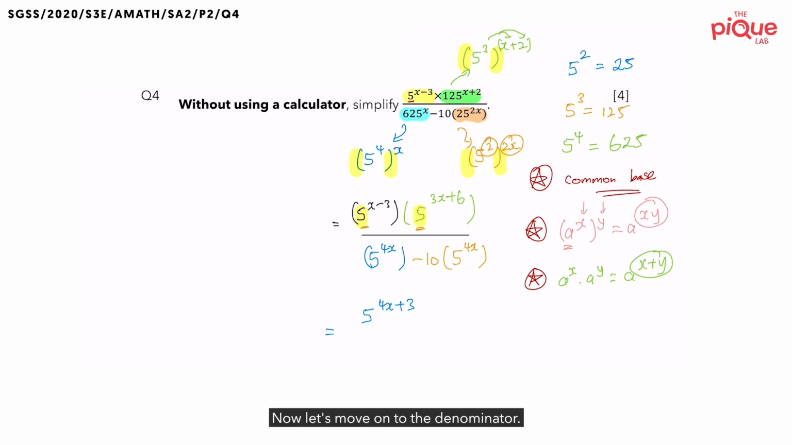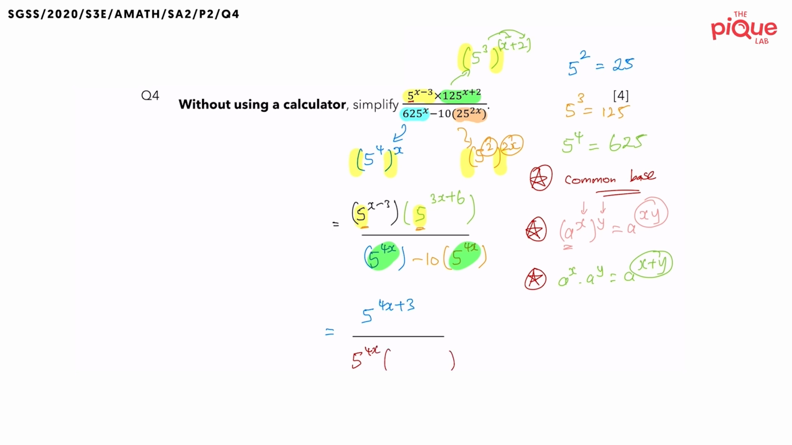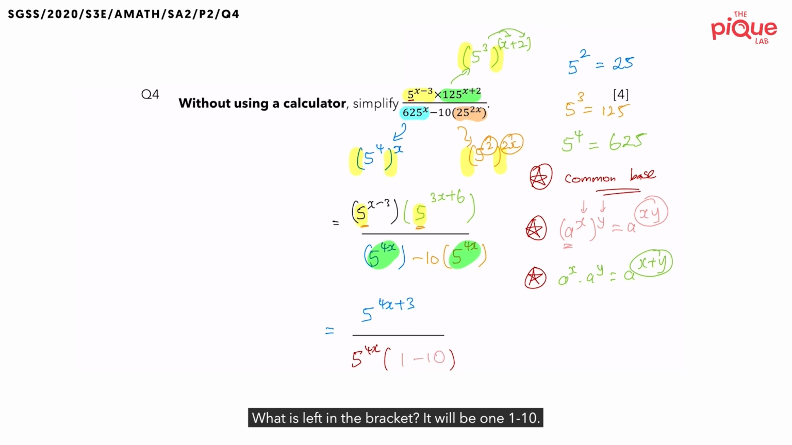Now, let's move on to the denominator. Do you see a common factor? What is that common factor? It is 5 to the power of 4x. Hence, we will factorize the 5 to the power of 4x out and introduce a bracket. What is left in the bracket? It will be 1 minus 10.